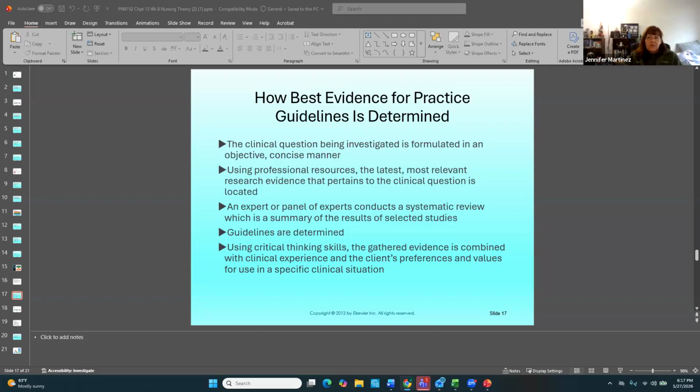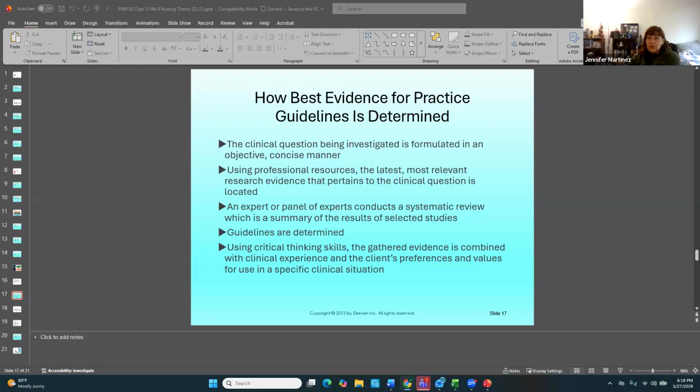And then you're going to use professional resources. When I say professional resources, you can go to your online library. You have things like PubMed, you have EBSCO. What else do we have? We have CINAHL. We talked about the Cochrane Review, so you can do the Cochrane Review. There's also the AHRQ, which is the Agency for Healthcare Research and Quality. And we also have things like the Joanna Briggs Institute. There's another one I was going to say, and I can't remember.